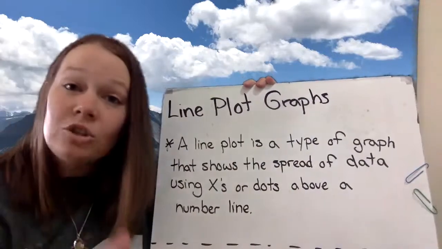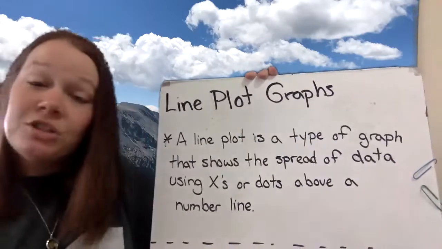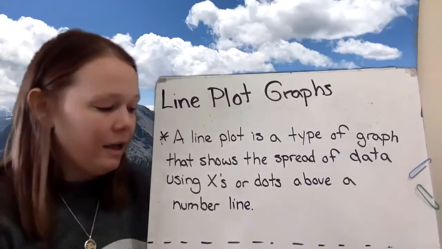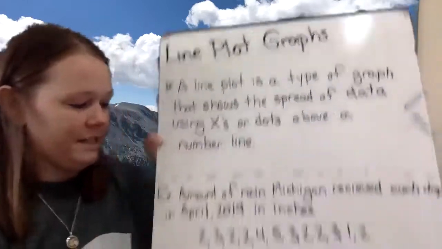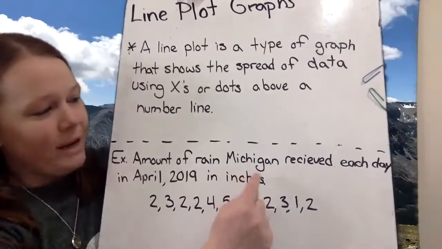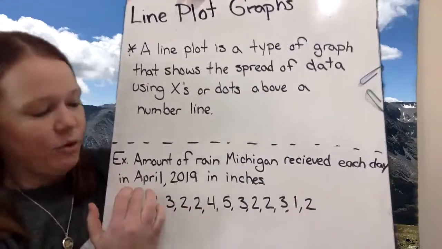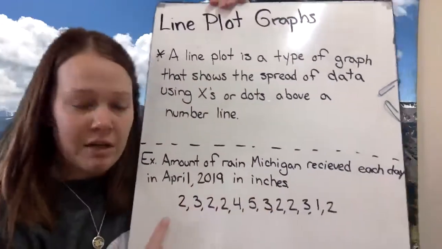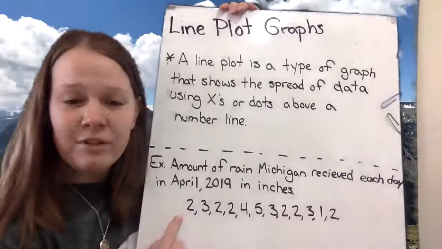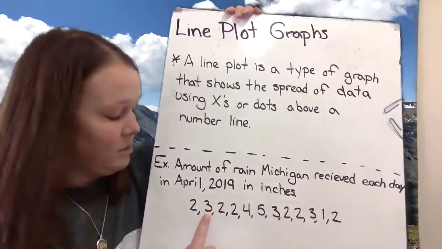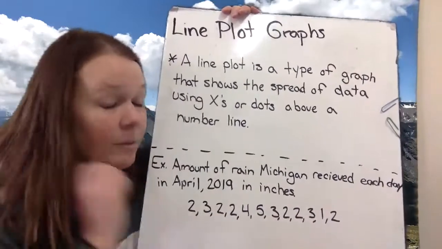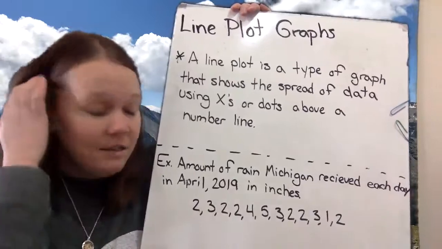I'm going to show you how one is created. We're going to start with whole numbers today. Tomorrow you'll get into using fractions because that's something we've been working a lot on. But we're going to work with whole numbers to start things off nice and easy. Here's an example of some data that somebody may give you. This is the amount of rain Michigan received each day in April 2019 in inches: 2, 3, 2, 2, 4, 5, 3, 2, 2, 3, 1, 2. Those are different days, so maybe this was April 2nd, and this was April 5th, and April 6th, and April 8th. Those are all the different amounts of rain given on different days of April.